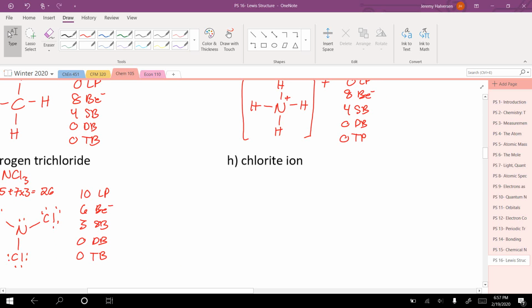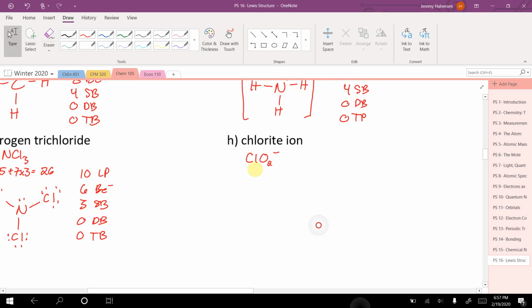Chlorite. What is chlorite? Chlorite is ClO2 minus, I believe. Yep. Okay. So let's start. We've got 7 plus 6 times 2, and then we have a minus charge, so plus 1 gives us a total of 20 valence electrons.